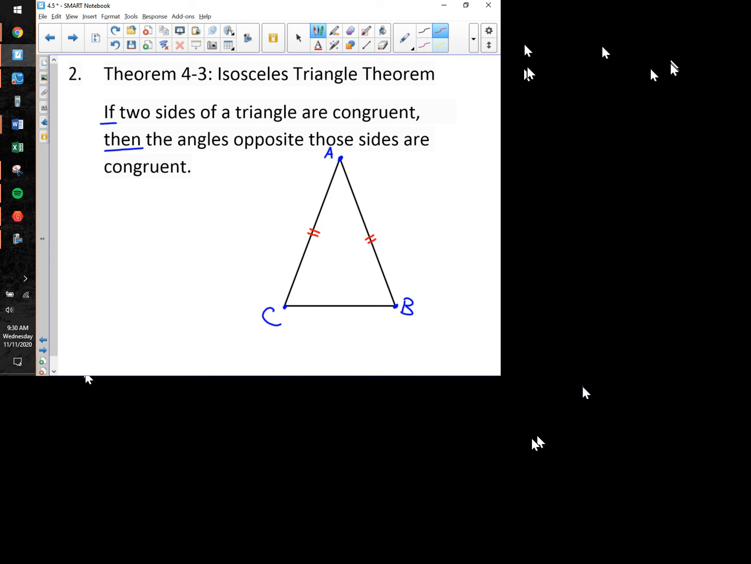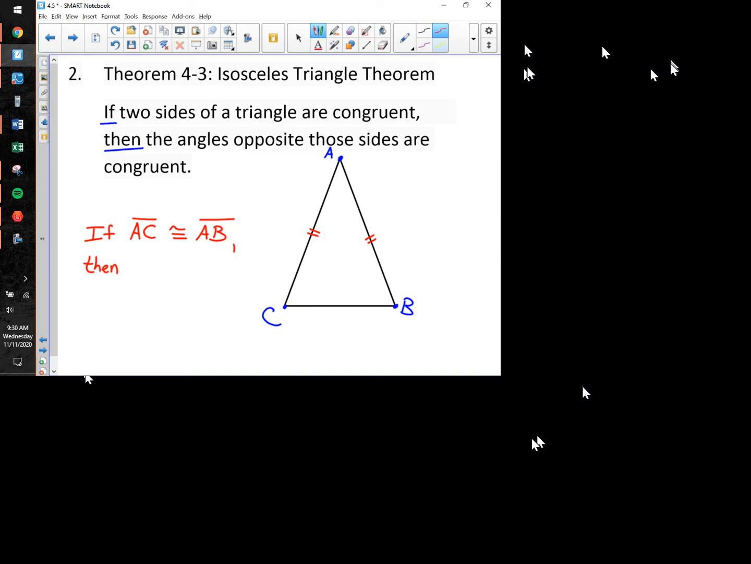So the 2 sides that were congruent were segment AC and segment AB. Let's paraphrase what's going on right here. If segment AC is congruent to segment AB, that's what we can see here, then the conclusion is that the angles opposite from those sides have to be congruent as well.